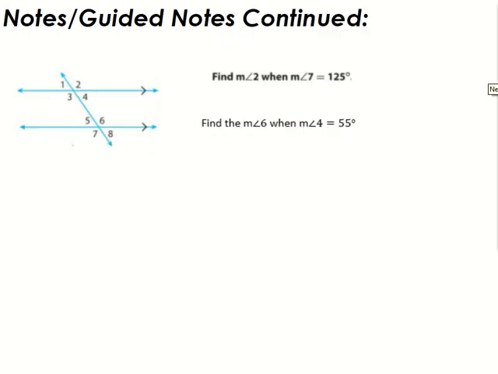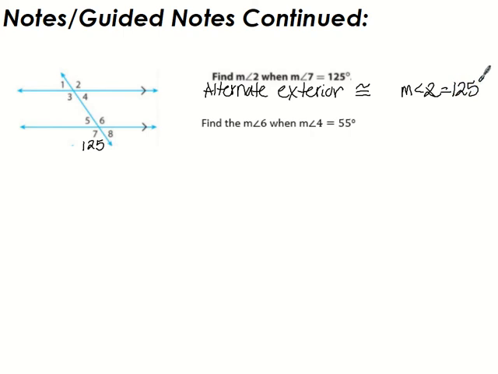So we're going to use these relationships to find other angle measures. It says we want to find the measure of angle 2 when the measure of angle 7 is 125. So this is 125. Well, the relationship between 2 and 7 is that they are alternate exterior, so that means they're congruent. So if angle 7 is 125, the measure of angle 2 is equal to 125 degrees. They're exactly the same. I don't have to do anything.